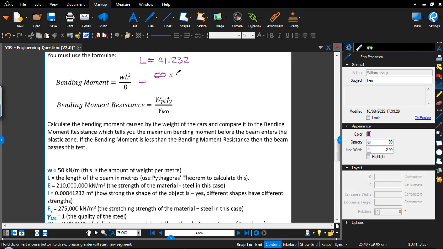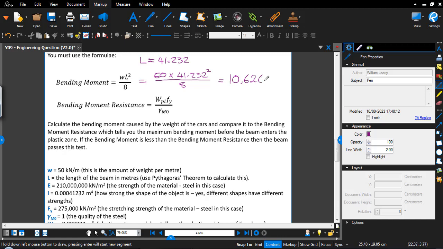So we have 50 times 41.232 squared over 8. So I'm just going to do 41.232 squared times 50 divided by 8. So this is quite large, to say the least. This is massive, 10,600. I'm going to round up to the nearest whole number because it's actually worse for us if we round up.